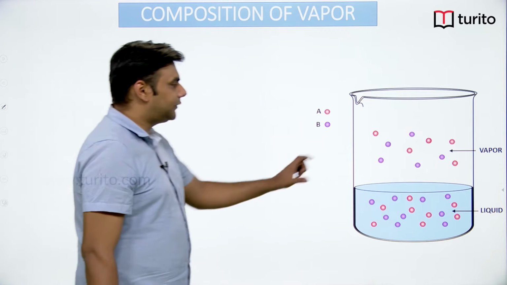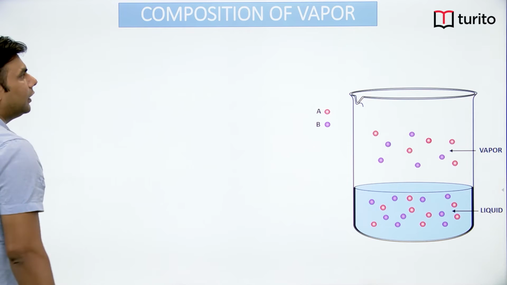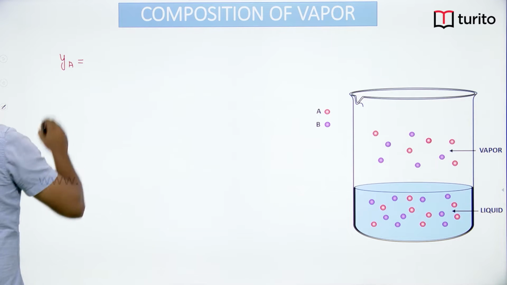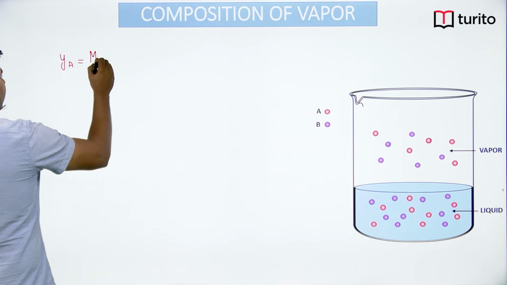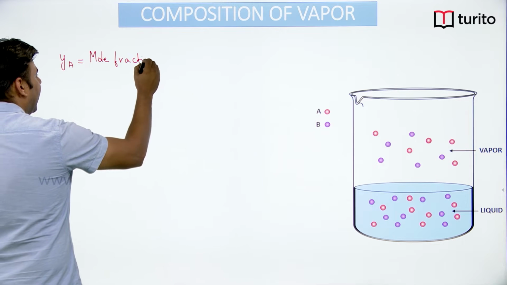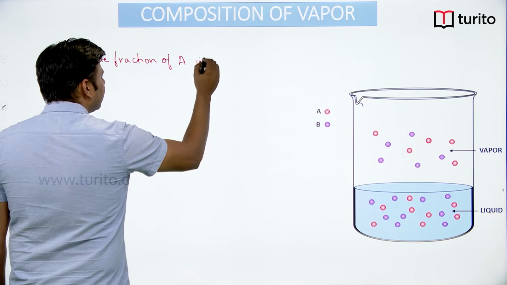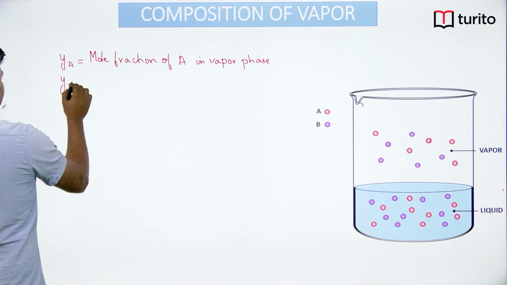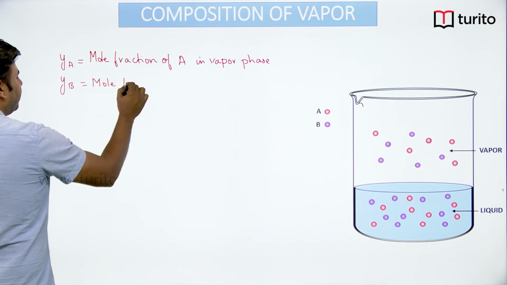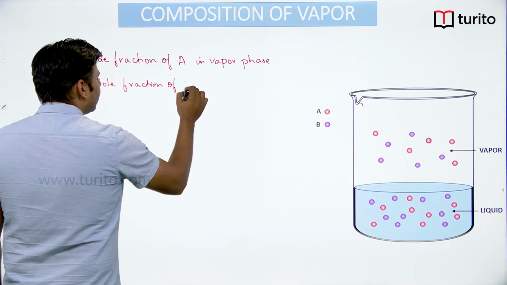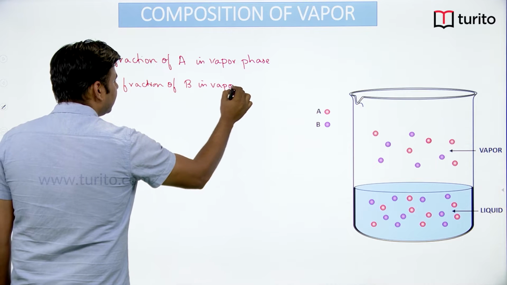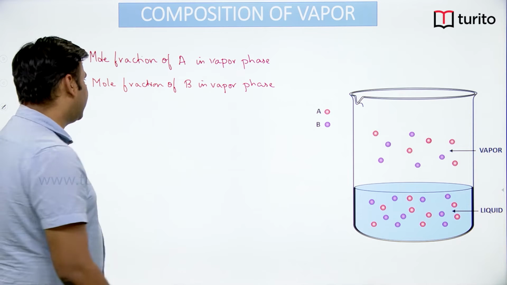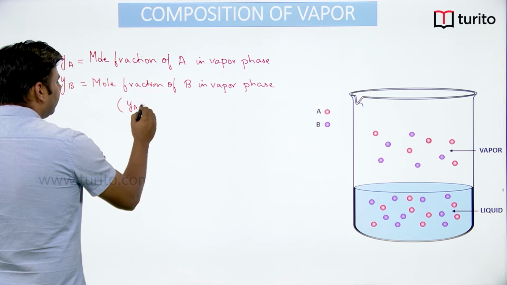Now a very important aspect of the vapors: we want to find out the composition of vapors. We define the composition of vapor in terms of mole fraction. So YA is the mole fraction of A in the vapor phase, and YB is the mole fraction of B in the vapor phase. Now we know that the sum of their mole fractions will always be equal to 1.